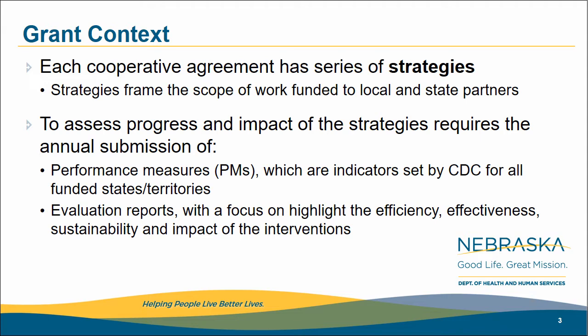The second component are the evaluation reports. Within those, we're asked to highlight areas of efficiency, effectiveness, sustainability, and impact of the interventions. That allows us to better tell the story of what's working and where there might be areas of improvement, either at the local, organization, or state level, when it comes to implementing the grant strategies. The hope is that through the culmination of performance measures and evaluation reports, we're able to better understand what's effective in terms of impacting chronic health conditions in states across the nation.